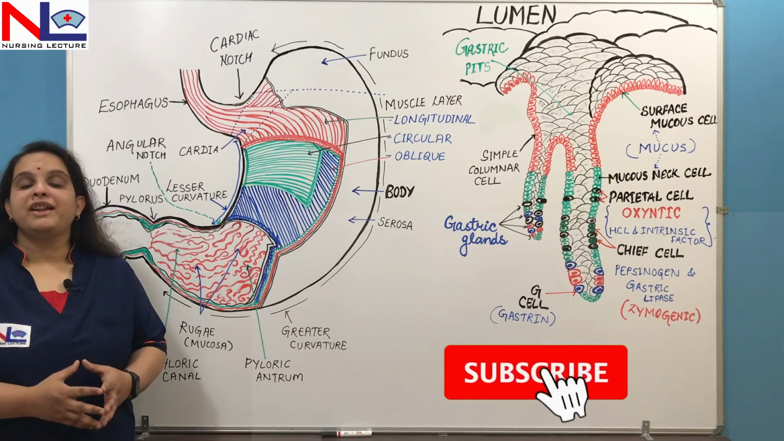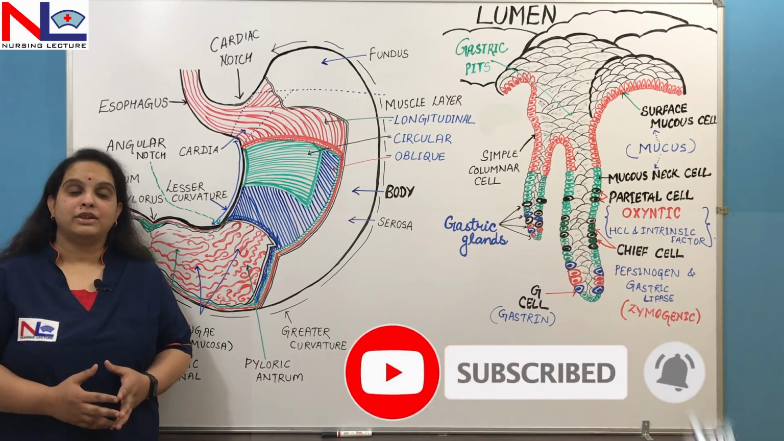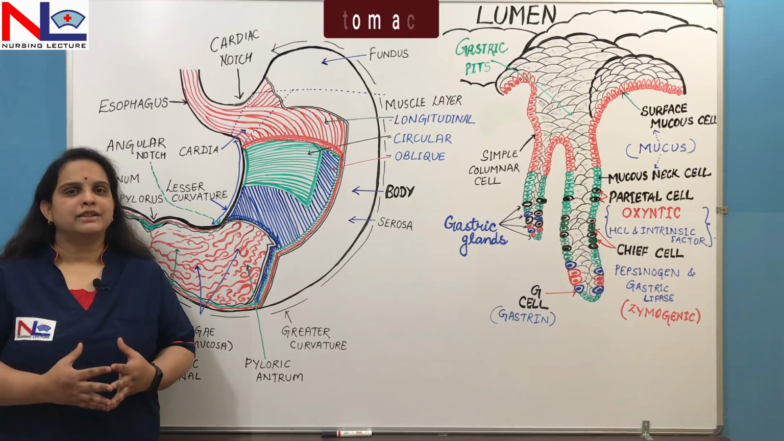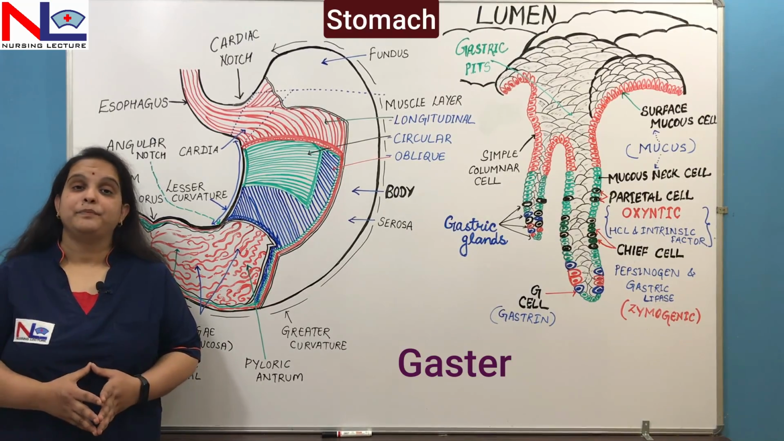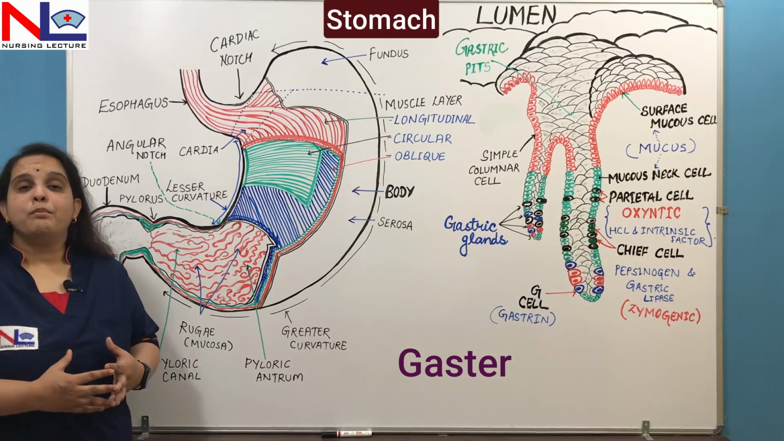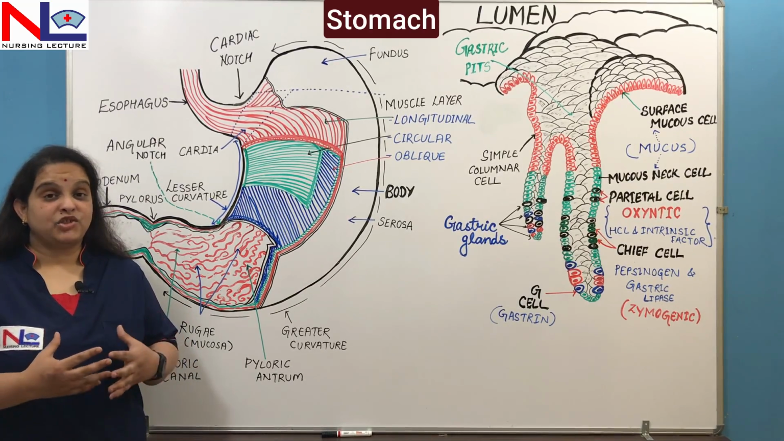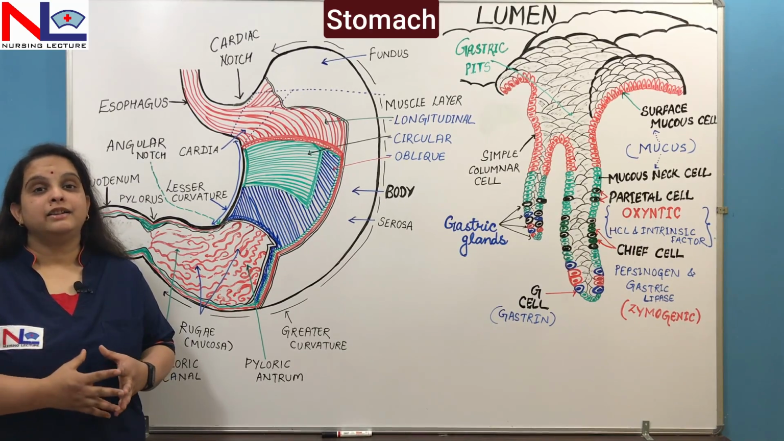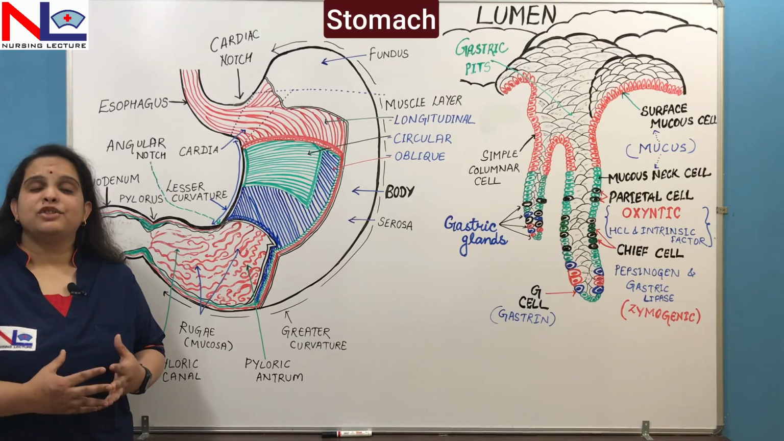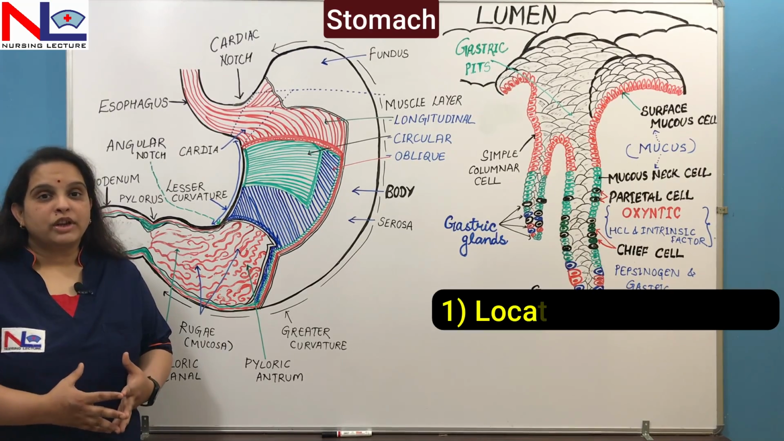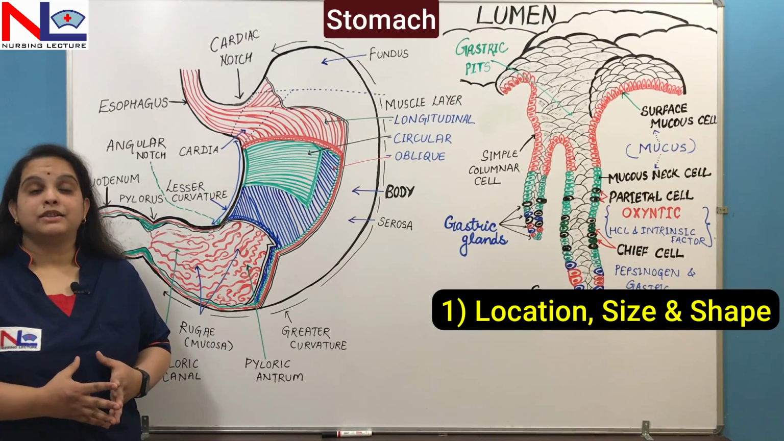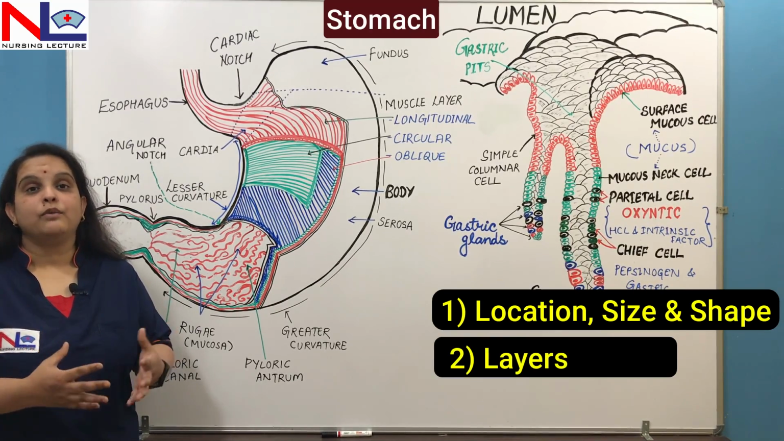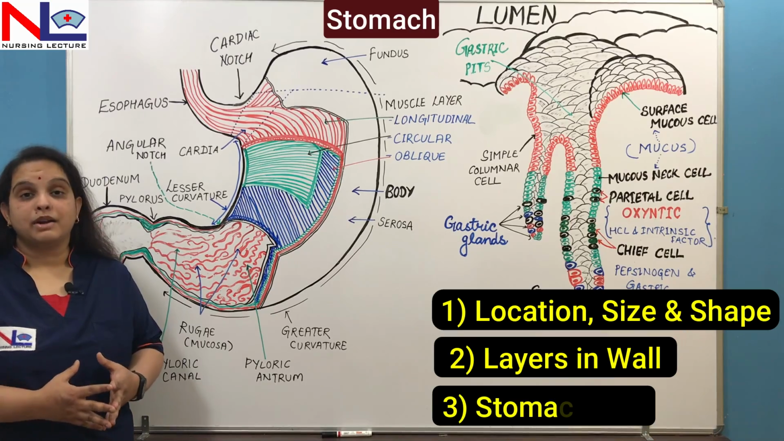Hello everyone. Today in this lecture I am going to deal with the next part of the digestive system, that is the stomach, also called the gaster. This is a very important part because it is a mixing chamber that stores food and further aids in digestion. In this lecture we will discuss its location, size and shape, capacity, the layers of the wall of the stomach, and what the stomach bed is.